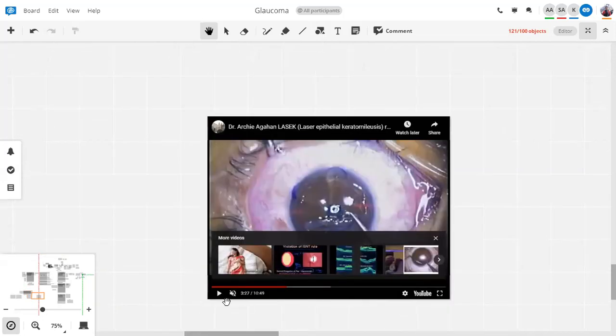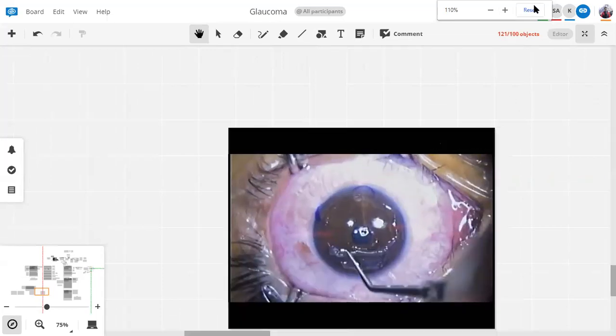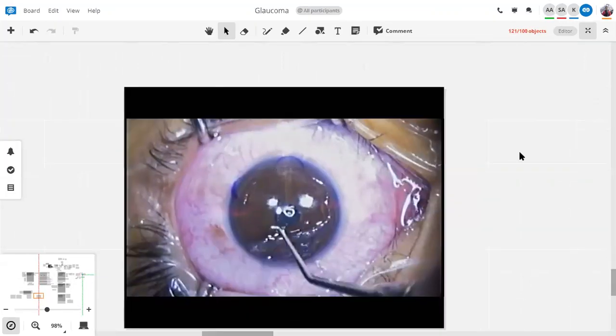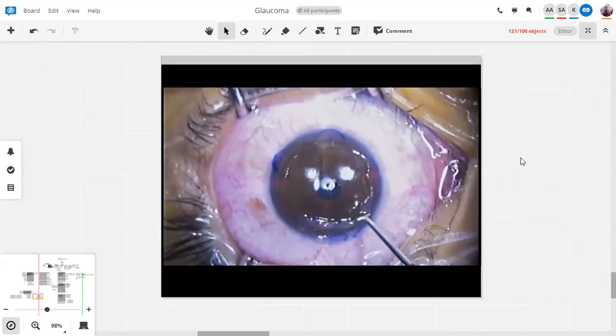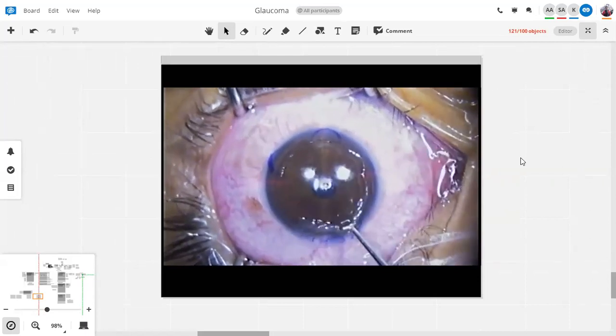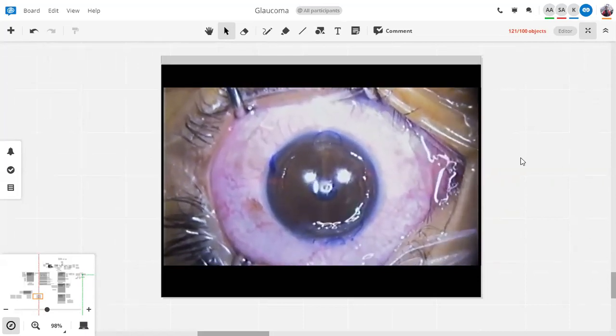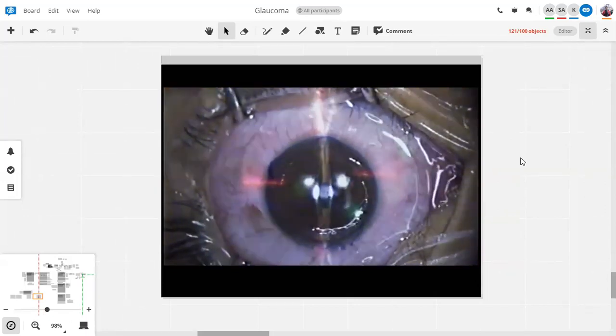So the last type, it's used in this procedure. What is happening over here? Can anyone tell what is happening?